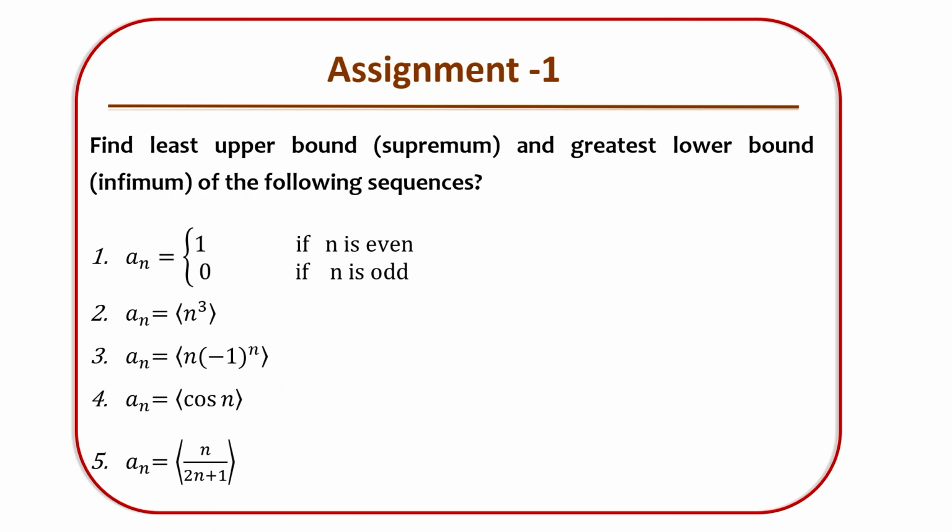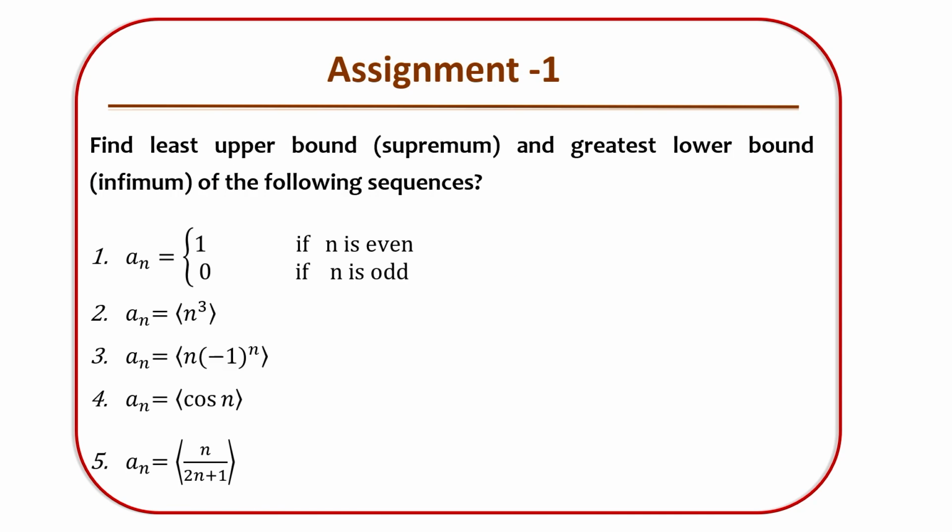So look at assignment number 1. Find the least upper bound, supremum, and the greatest lower bound, that is infimum, of the following sequences. The first one is given: a_n is equal to 1 when n is even and 0 when n is odd. With each assignment I will solve one question, not necessarily the first one, any one, and then I will leave the rest for you. So let me solve the first one for you.